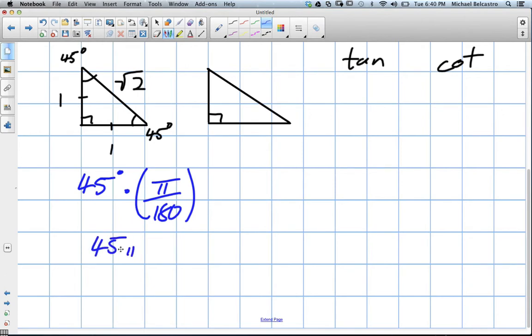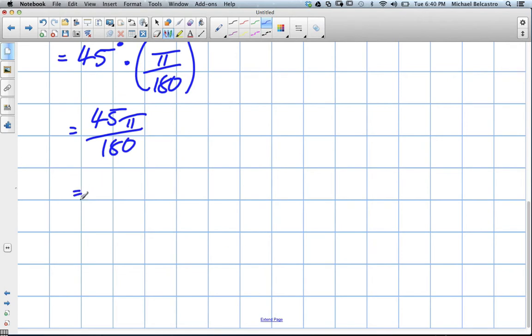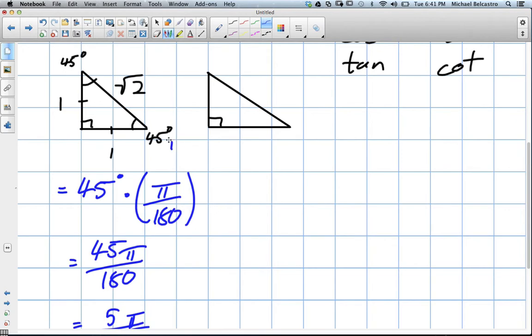This would become, okay. And then where do we go from there? That would become 9 pi over, or actually no, it could be 5 pi over 20. Oops. So you divided both by 9? Yeah. So 5 pi over 20. That's right. And then I get that could be pi over 4. Yeah, great. So we just discovered that 45 is pi over 4.